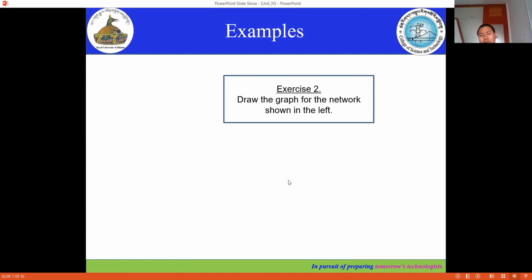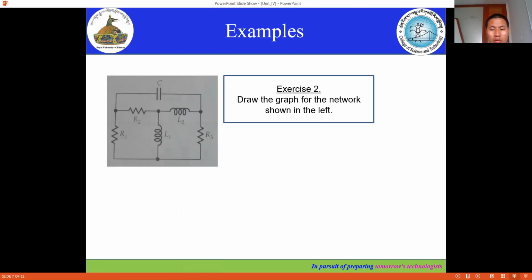Okay, now the second exercise is to draw the graph for the network shown on the left. Okay, now this is the network that you have. For this one, let's draw it in Microsoft Word.